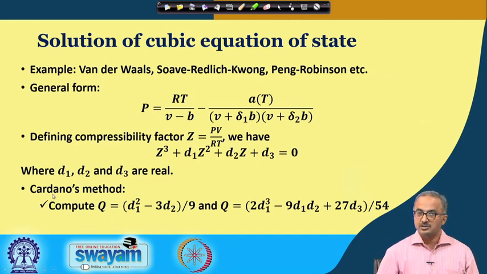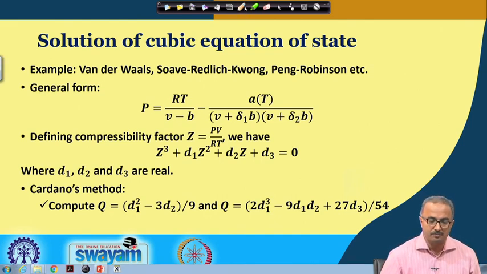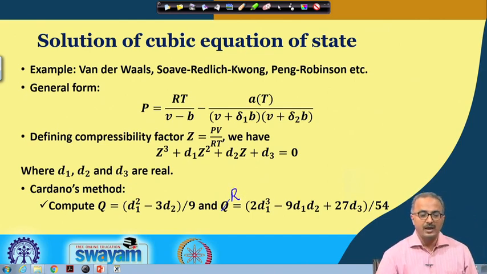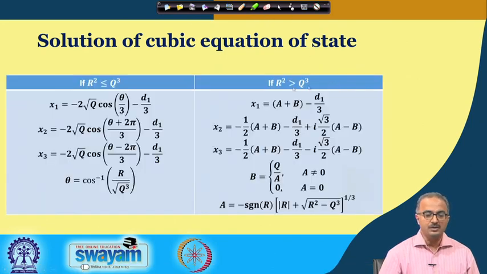So, here is Cardano's method, and here this will be R. Now, we again define these two parameters in terms of d1, d2 and d3, and based on these two parameter values we shall be finding the roots. Without going into the derivation of this, we shall go to the final solution.